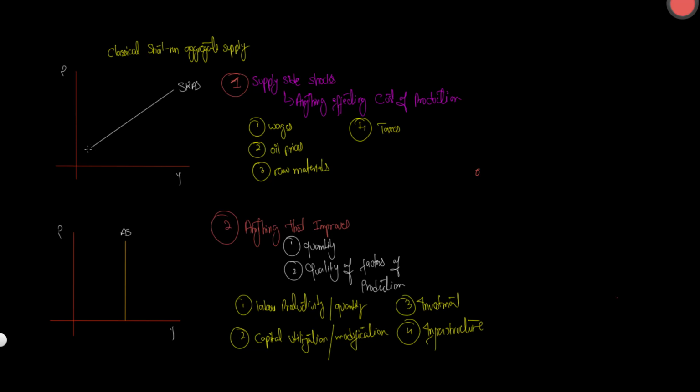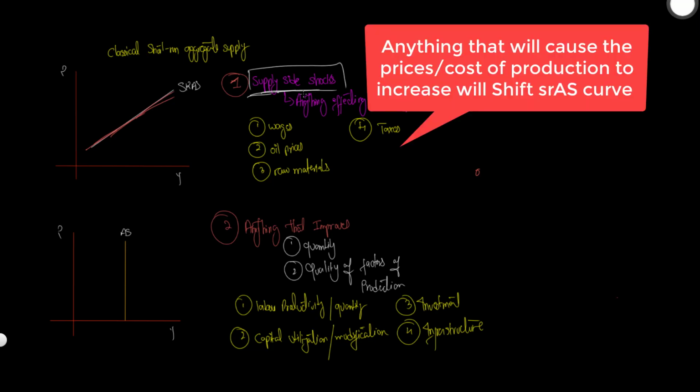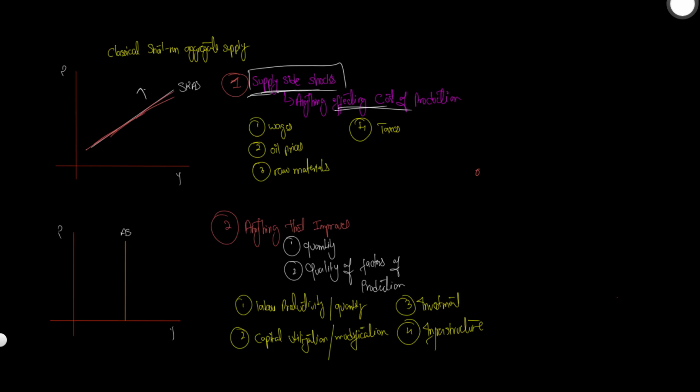When it comes to the short-run aggregate supply in the classical model, just keep in mind that whenever there's an increase in cost of production, also called supply side shocks, any increase in cost of production is going to cause the short-run aggregate supply curve to shift towards the left. I listed down a few of them, but you can probably think about a lot of others which are not included over here. Increase in wages.